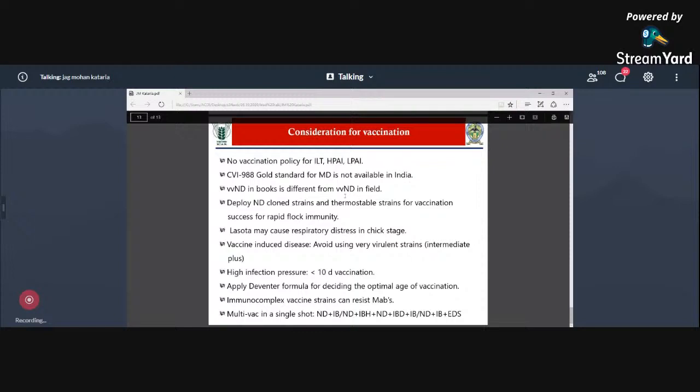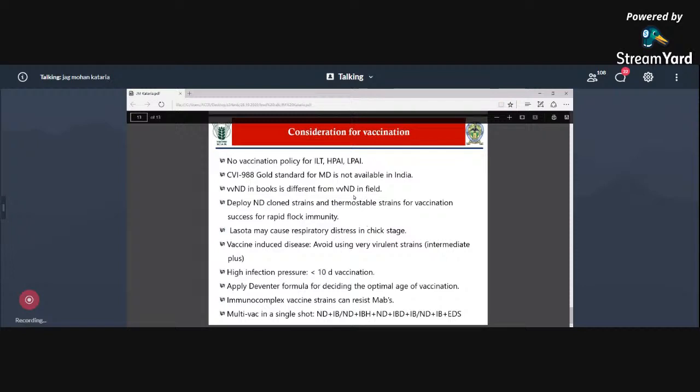In the field, we are using the ND Lasota strain, which, if used the first time in young chicks, causes respiratory distress. It is better to use the F strain and then subsequently use the Lasota. We also have to use some strains very carefully, like pox virus, and similarly IBD intermediate plus. If they are used at a young age, they cause some level of damage. If you remember, those who had vaccination in their childhood still have that pox scar. So that is the reaction.